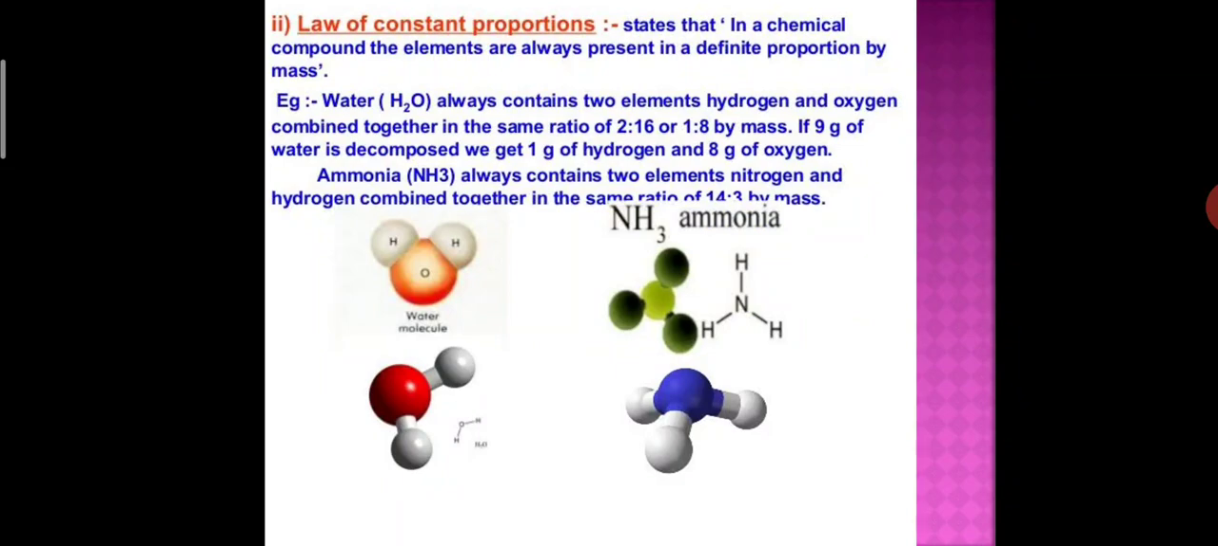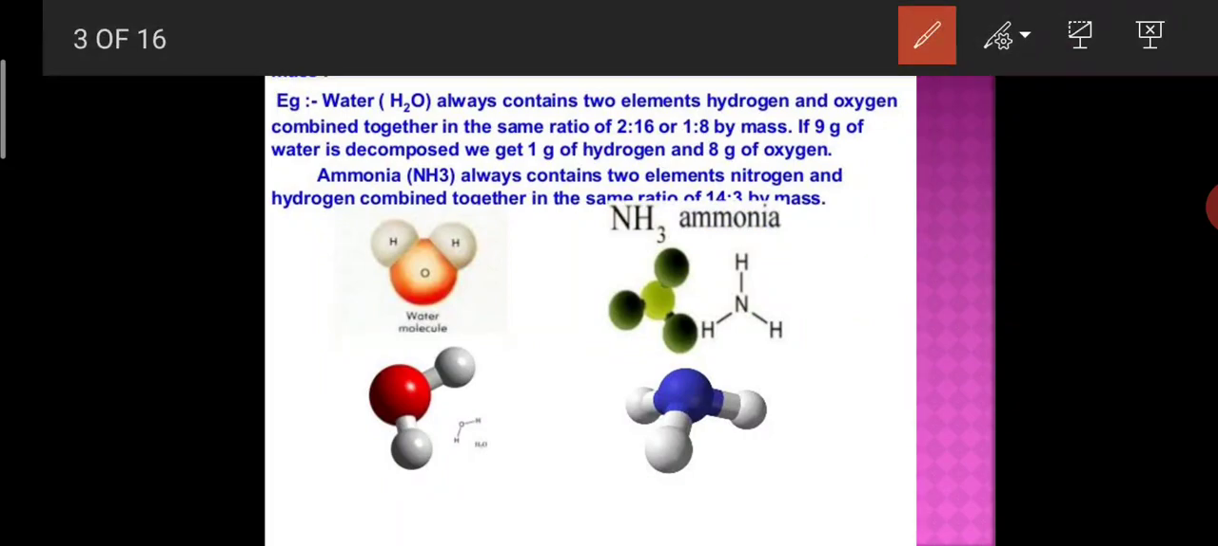Now listen carefully. Water is a compound, so it contains two elements, hydrogen and oxygen. Two atoms of hydrogen and one atom of oxygen combine together in the ratio 2:16. How can you find this ratio? You can open the NCERT book, page number 35, table 3.2. There are the atomic masses of a few elements.